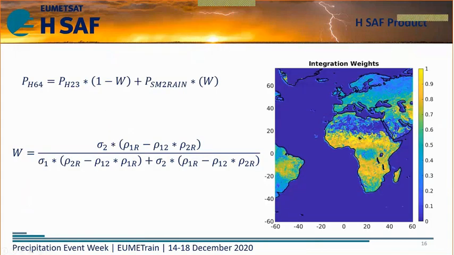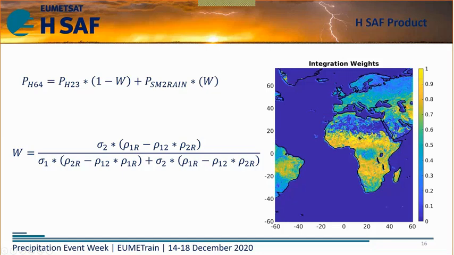The integration is carried out by using this very simple nudging scheme, in which the weights are estimated by considering this equation that takes into account the Pearson correlation between the two datasets and the reference, in this case, ERA5. And here you can see the spatial distribution of the integration weights, where you see higher values, close to 1, we give more weight to SSM-derived.